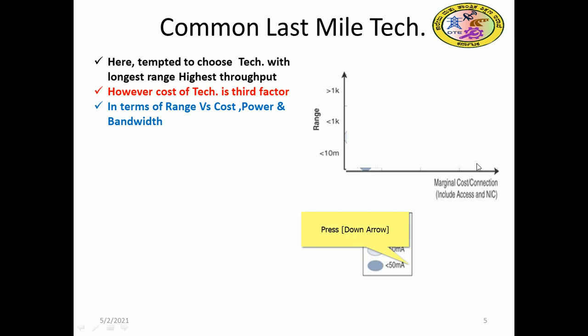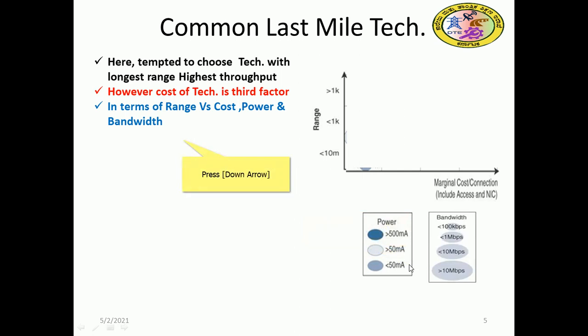So we have a power consumption of more than 500 milliamperes and less than 50 milliamperes, and they made categories. These categories we can use in this plot. So we have a bandwidth less than 100 kbps, a small circle; less than 1 Mbps, a somewhat bigger shaded circle; and less than 100 Mbps, that is not a circle but an ellipse; and greater than 10 Mbps is a bigger shaded ellipse, that is right. So these symbols we are going to be using in this plot here.